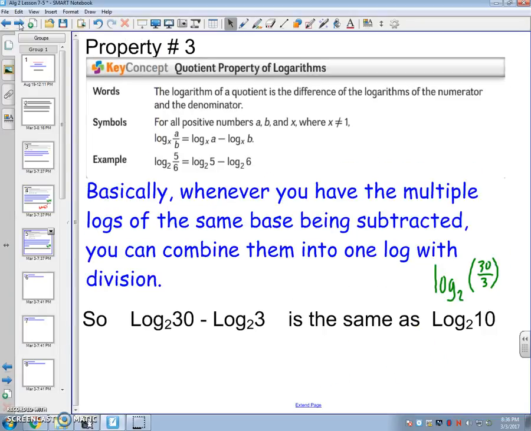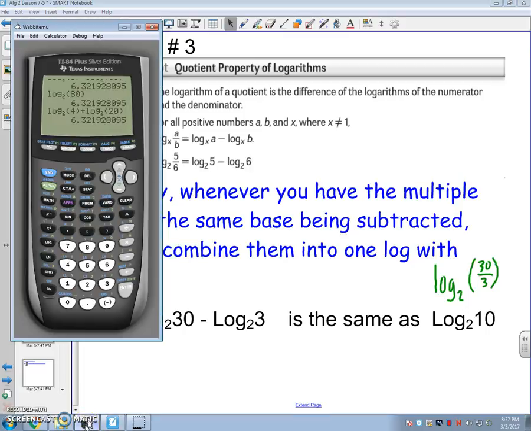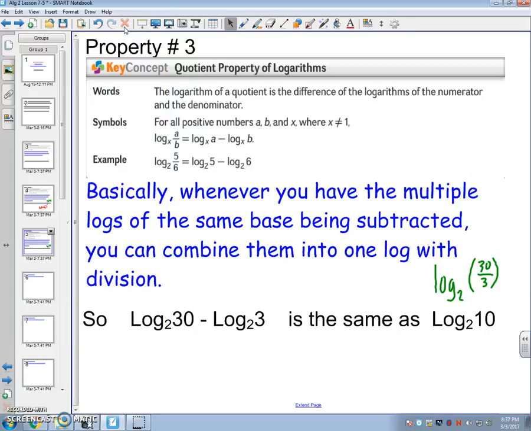And the last property is the quotient property. Basically, when you have multiple logs of the same base being subtracted, you can combine them into one log with division. So log base 2 of 30 minus log base 2 of 3 is the same as combined into a single log base 2 of 30 divided by 3, which is 10. So that's the inside at least. So check this one last time. Log base 2 of 30 minus log base 2 of 3 gives me this. That should be the same thing as log base 2 of 10, which it is. So that's all three properties. There are no other ones. Make sure you know all of them.